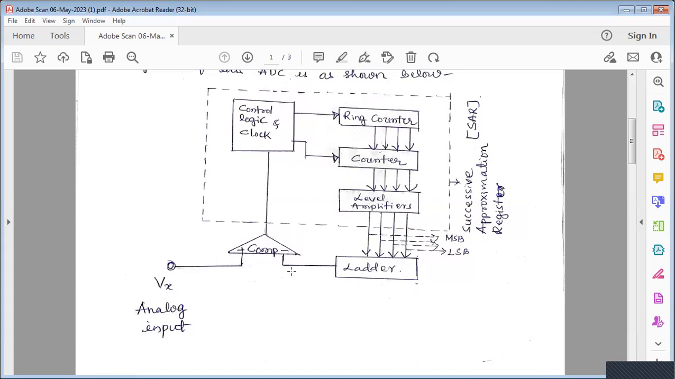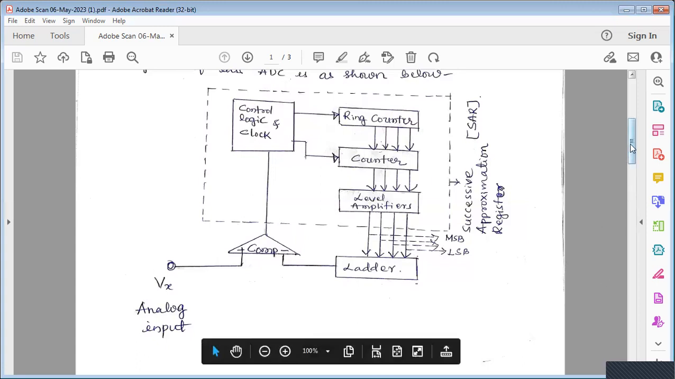When this reference voltage becomes equal to the input analog voltage, the differential signal across the output of this comparator becomes 0, and at that time this control logic stops working. The digital output is taken here from the level amplifiers, and this circuit is for a 4-bit ADC, so that's why 4 lines are shown here. This is the MSB and this is the LSB.